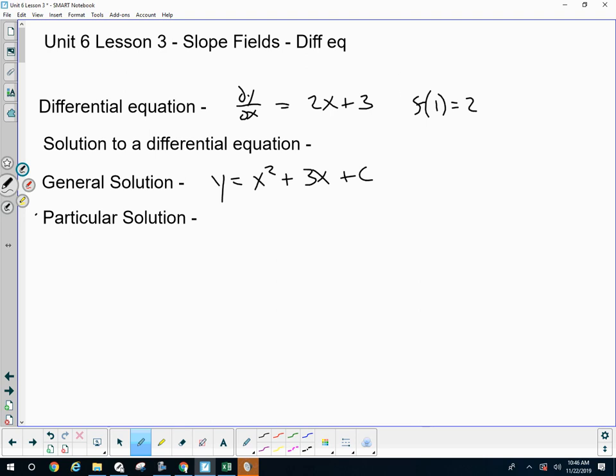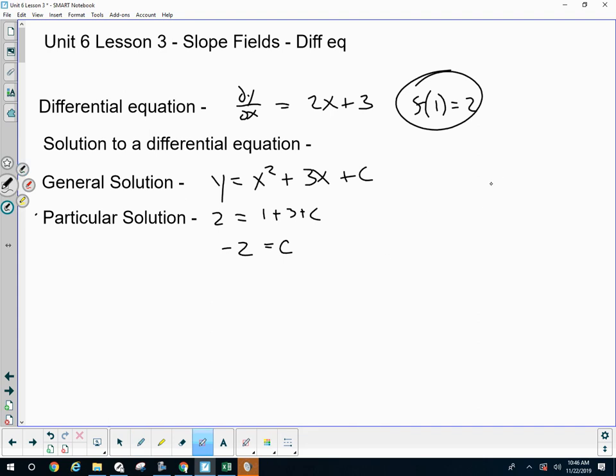Because we know if you're given an initial condition, this is how you find c. If I plug in 1, I should get 2. It's really nice when I have this y equals format because I can just plug in 2 for y and 1 for x and find c. Okay, now what I want you to do, and you have a lot of space in this, recall implicit differentiation, is draw x squared plus 3x minus 2.